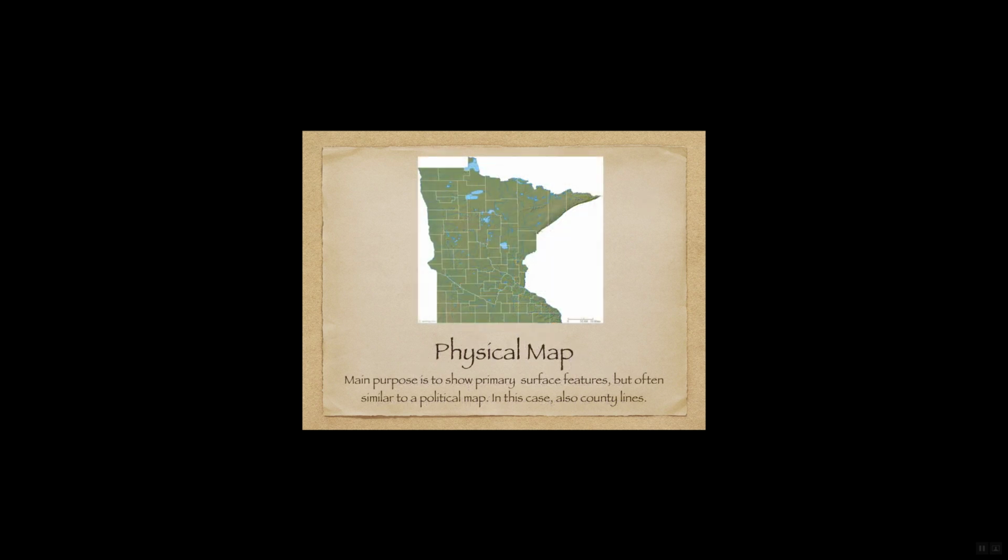Next map is a physical map. A physical map, this one happens to have county borders on it, but the physical map itself is the part that you see underneath, where it shows lakes and rivers and hills, and it shows a little bit of elevation. It shows what the ground looks like.